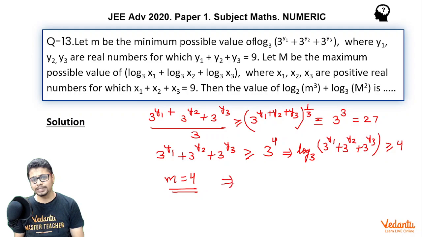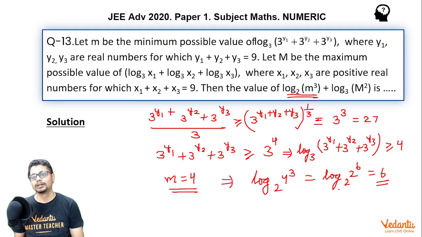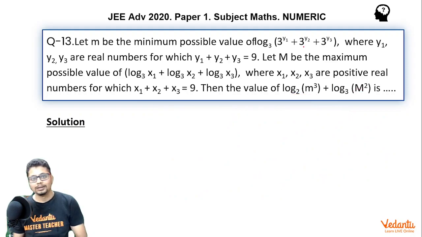That essentially means this term of the expression, log m^3 base 2, basically this will be log 4, which is 2 squared, so 2 squared to the power 3 is 2 to the power 6, base 2. So basically it becomes 6. Now I just need to explore capital M and find this value, and I need to add them to get my final answer.